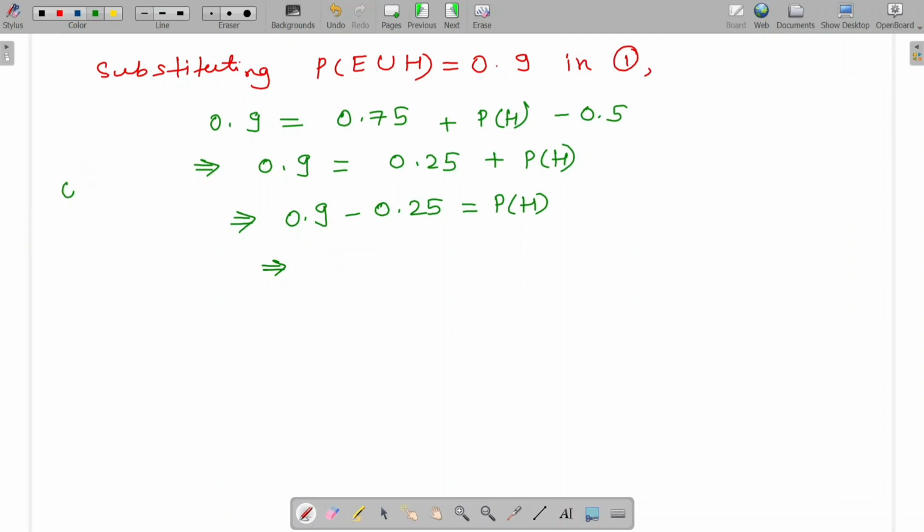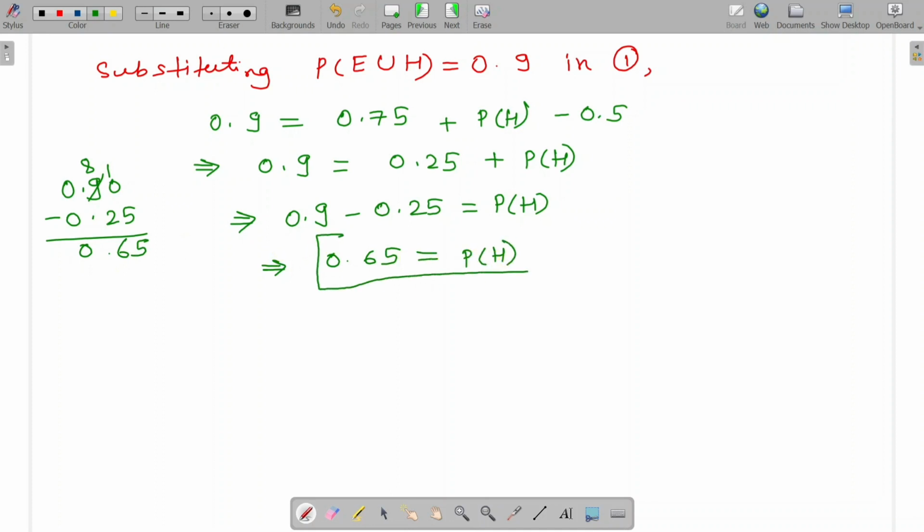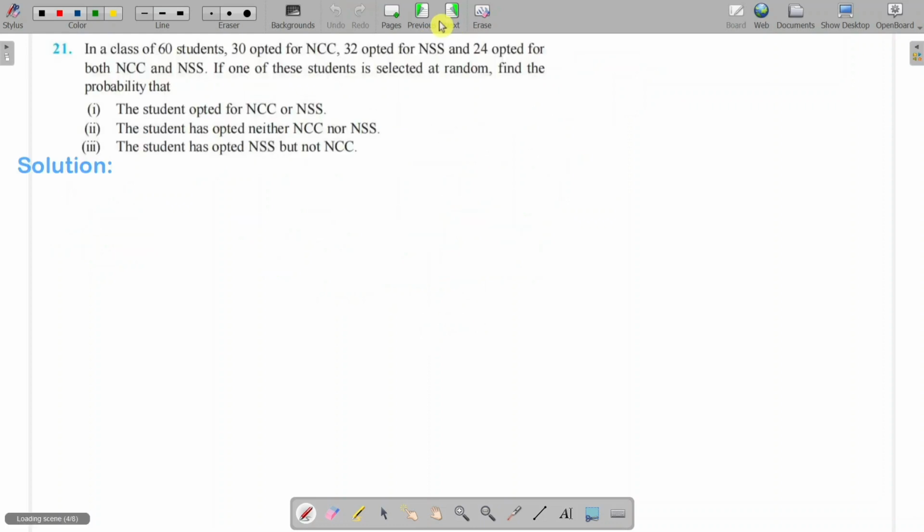So if you just do 0.90 minus 0.25, so 1 borrowed, then 8 here, 5, 6, 0.65. 0.65 is equal to probability of H. So this is the probability which we wanted to find. This is the answer. So now let us go to the next problem, that is the 21st.